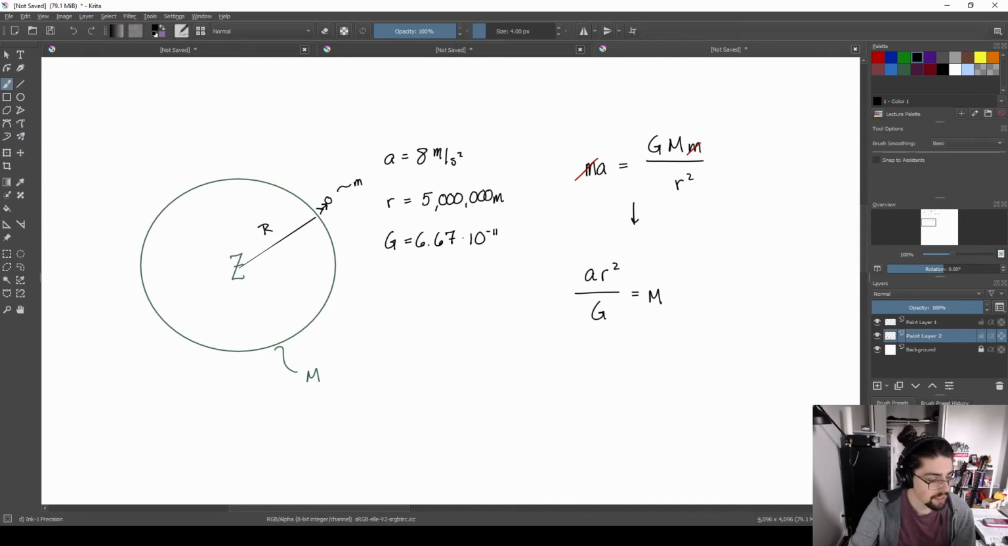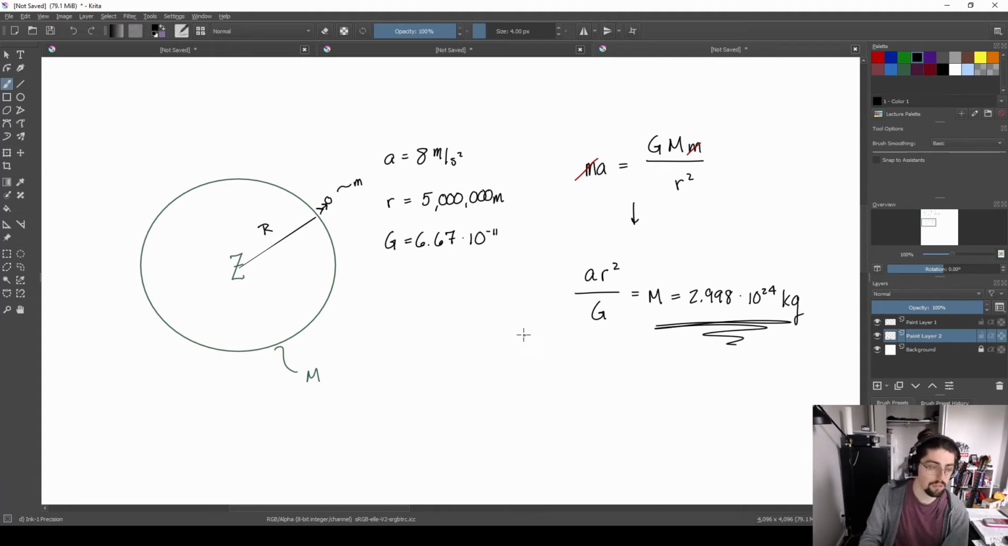Plug all of that stuff in, and at the end of the day, what we should find for that quantity is something like 2.998 times 10 to the 24th kilograms. And there's our mass.